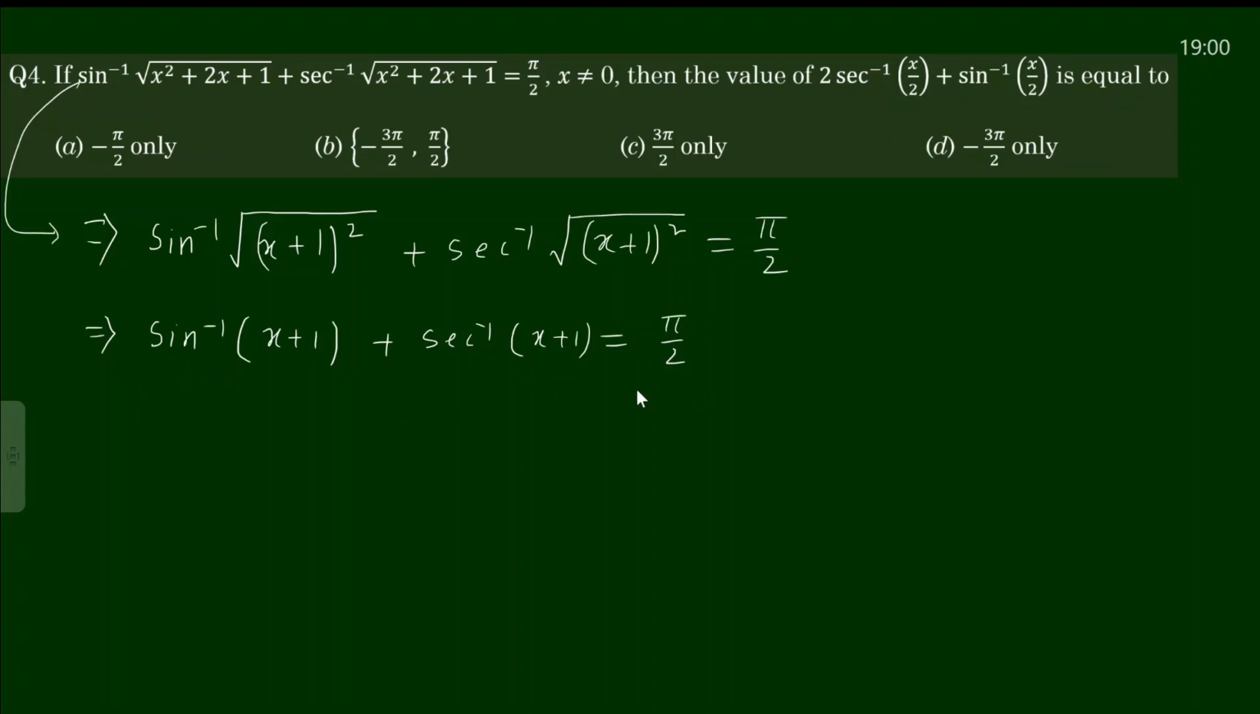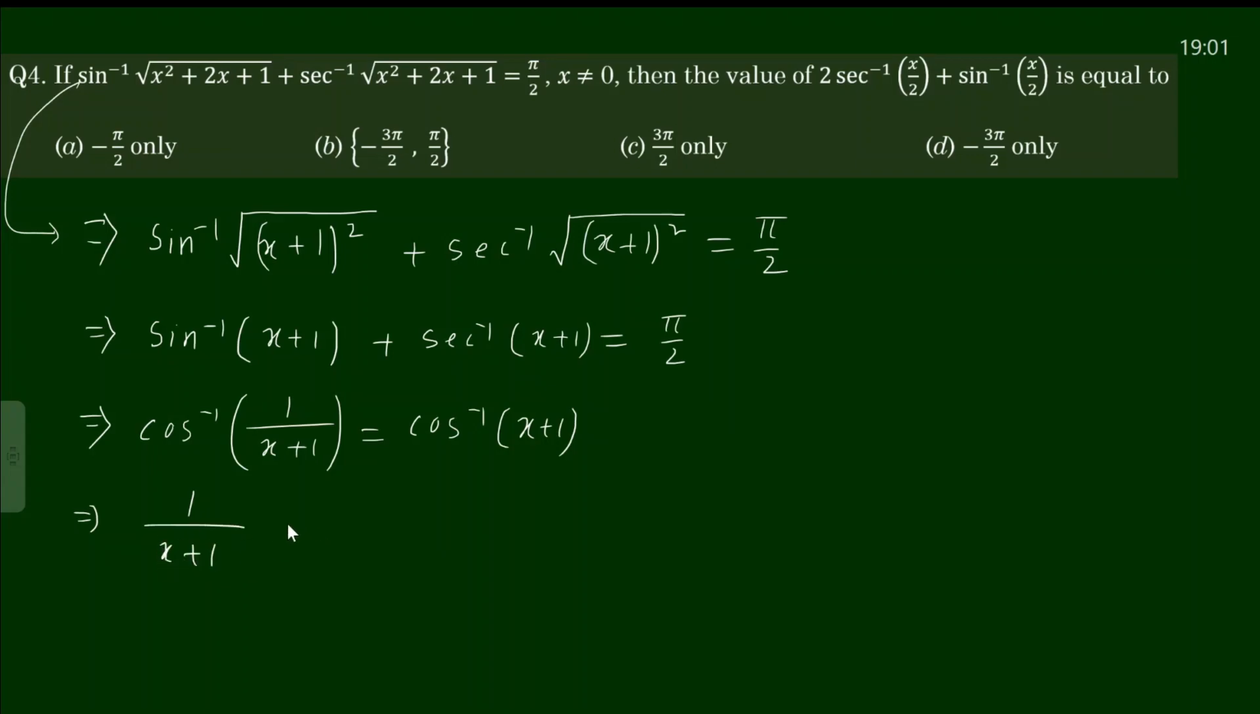Now let me shift this term to the right hand side, and this sec inverse can be written in this way, cos inverse of 1 by x plus 1. You can write this, and on the right hand side pi by 2 minus sine inverse of x plus 1 will give us simply cos inverse of x plus 1. As done earlier in the previous question, this property is used: pi by 2 minus sine inverse of x plus 1 is equal to cos inverse of x plus 1. Now remove cos inverse from both sides. It is 1 by x plus 1, and on the right hand side is simply x plus 1. Now it will imply x plus 1 whole square is equal to 1, and this implies x plus 1 is equal to plus minus 1.